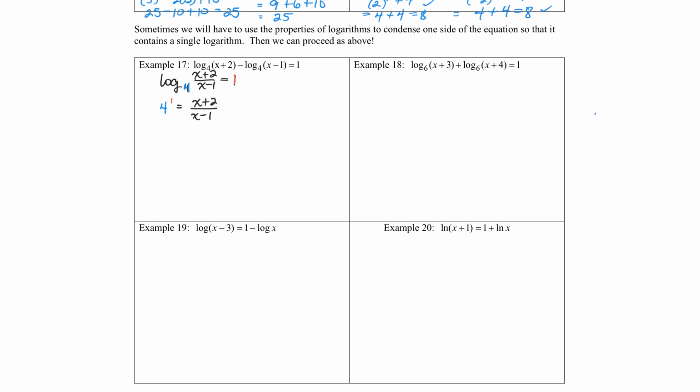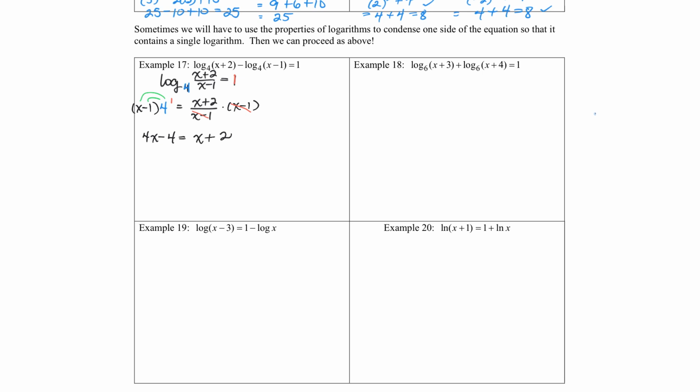And to solve this now rational equation, right? So we've seen that these logarithmic equations can generate as part of the solution quadratics, linear equations, and also rational equations. To solve this rational equation, I'm going to go ahead and multiply both sides by x minus 1. And we're going to divide out, right? And I need to distribute the 4 over the x minus 1. So I'm going to get 4x minus 4 is equal to x plus 2.